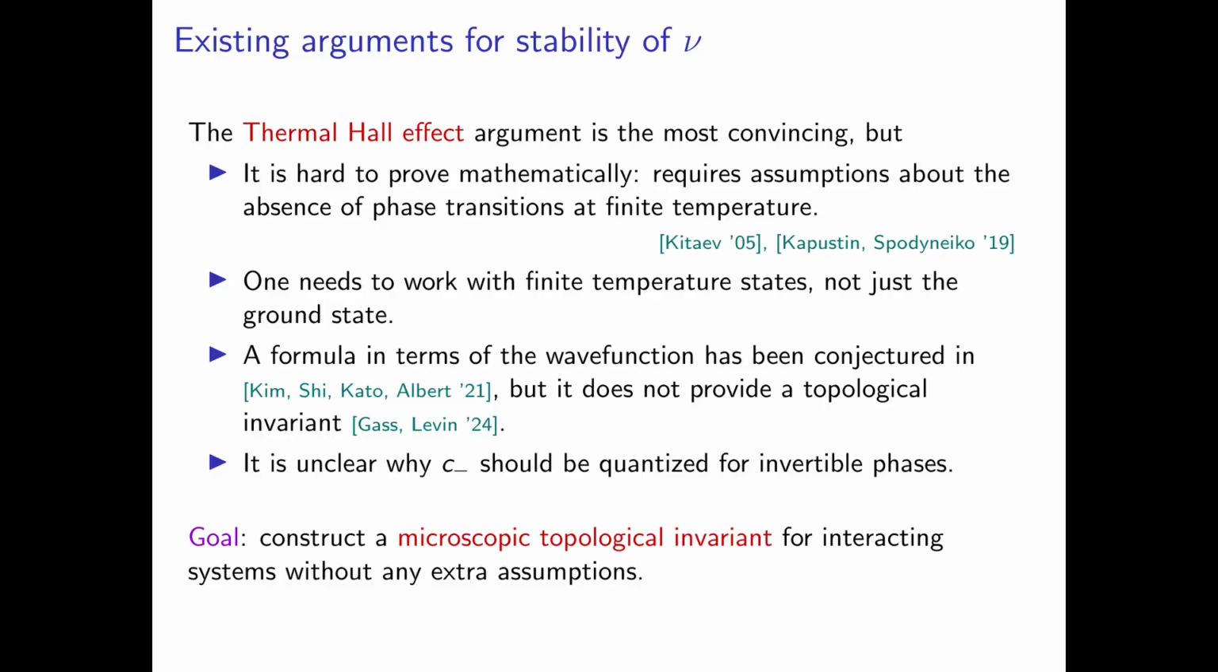Because in the case of U(1), this quantization somehow comes from quantization of charge. But here we don't have charge when it gets studied from something quantum. So our goal is to construct some microscopic topological invariant for these interacting systems. And I'll explain the main idea of how to do this.